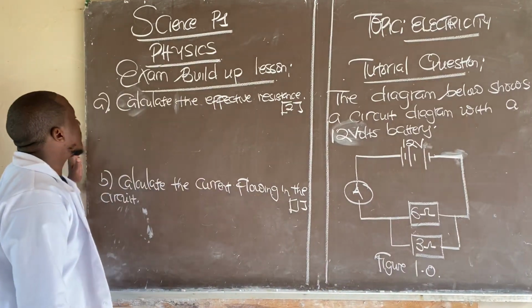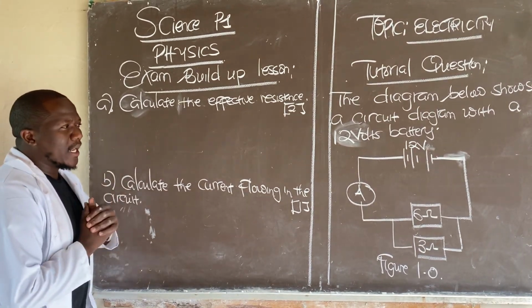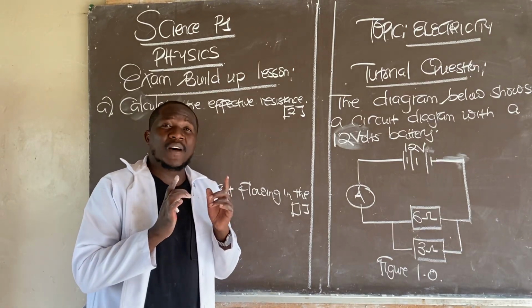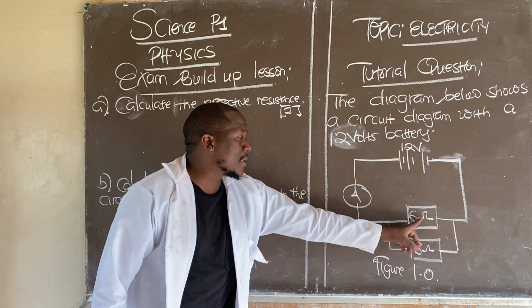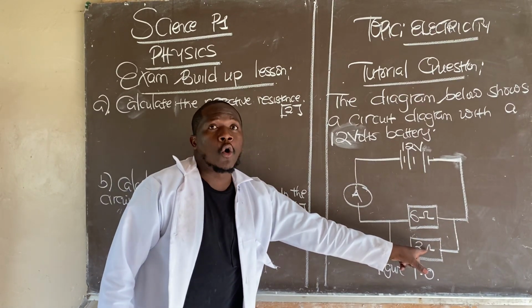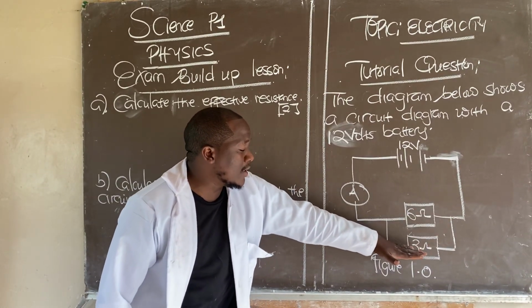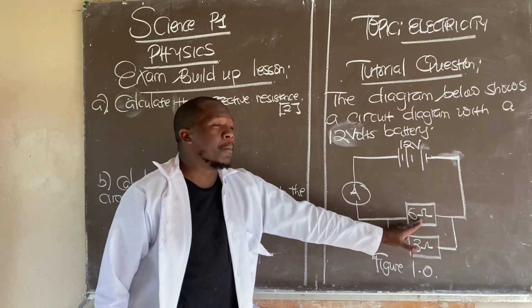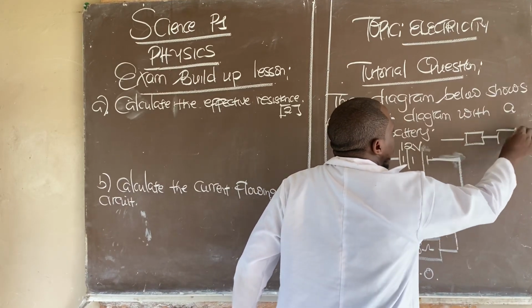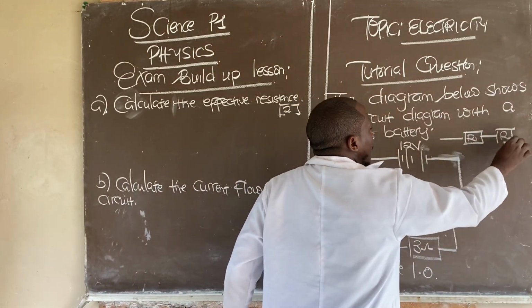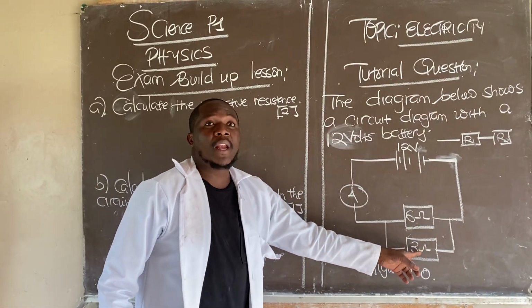Now, here the question says, calculate the effective resistance. When calculating resistance, it is highly relevant that we observe the arrangement. We have a 6 ohm, and then a 3 ohm. When one of the resistors is in the upper position and the other is in the bottom position, this is called a parallel connection. But if we have, let's say, here is a resistor, and here is another resistor, R1 and R2, then this one is a series connection. Meanwhile, this one is a parallel connection.